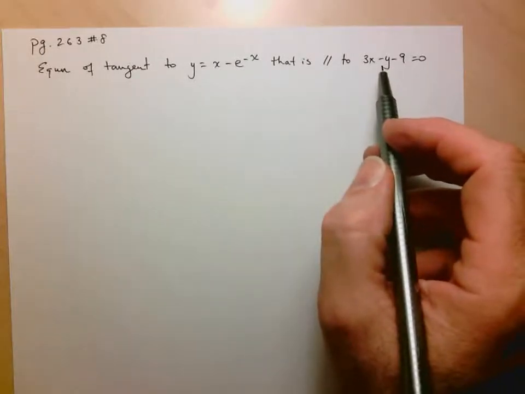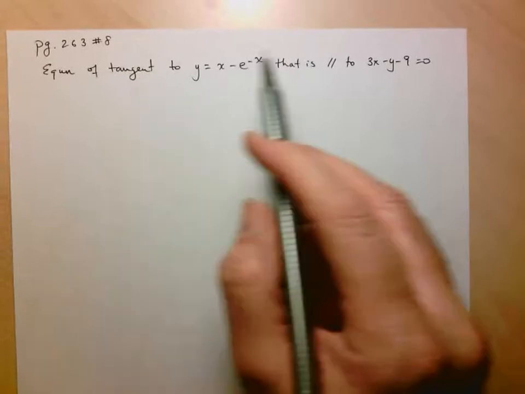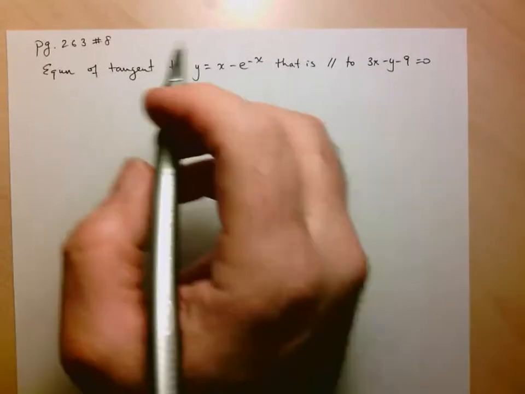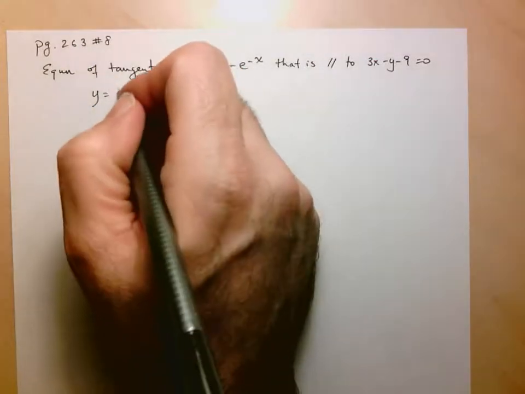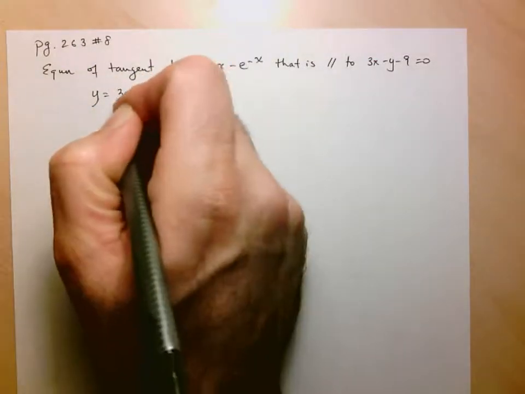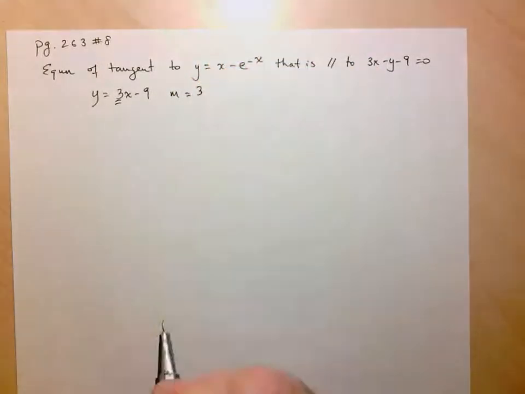What that's going to help us figure out is the slope, because if we're looking for the equation of the tangent, we need two things. We need the slope of the line and we need a point on the line. So this will help us determine the slope. We'll just solve for y. So we get y is equal to 3x minus 9, and of course that gives us a slope since it's parallel. So we know that our slope is 3.